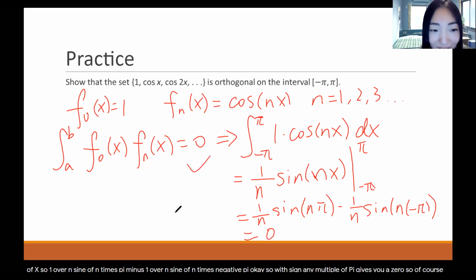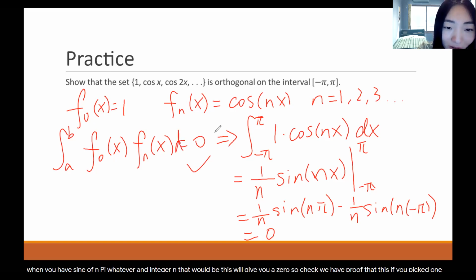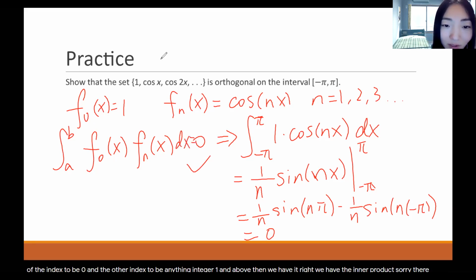We have proved that if you pick one of the indices to be 0 and the other index to be any integer, 1 and above, then we have the inner product. Sorry, there should be a dx here. So we should have an inner product equal to 0.